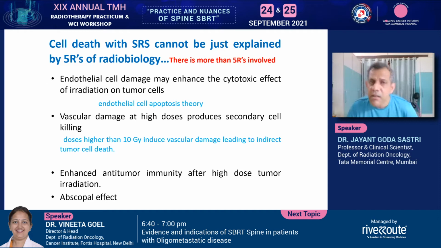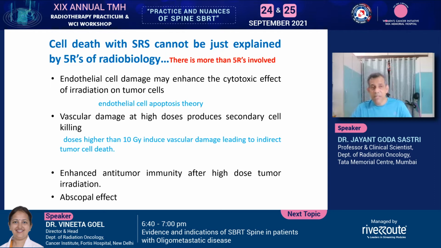So, cell death with SRS or SABR cannot be just explained by the 5 R's of radiobiology, which we see during conventional fractionation radiotherapy. There is something more than the 5 R's which is involved. First is the endothelial cell damage that may enhance the cytotoxic effect of irradiation on the tumor cells, and this is because of endothelial cell apoptosis. Vascular damage at high doses produces secondary cell killing, and doses higher than 10 gray induce this vascular damage, leading to indirect tumor cell death.